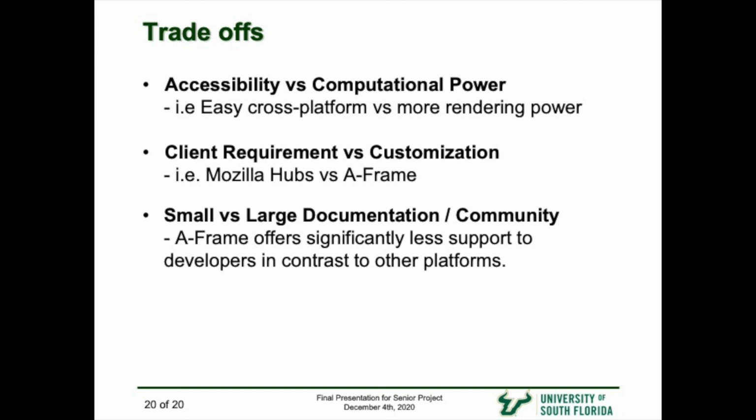So we had to choose between accessibility versus computational power, and we chose to make it cross-platform for everyone, which means that it had to run on the web. Second is our client requirement versus customization. Some of the things that we've done could have been done in Mozilla Hub, but we were looking for our own environment to allow for the upload to be seamless. Another constraint was the documentation for A-Frame. Since it is still very new, there's very little documentation and support for any of the services provided on it.